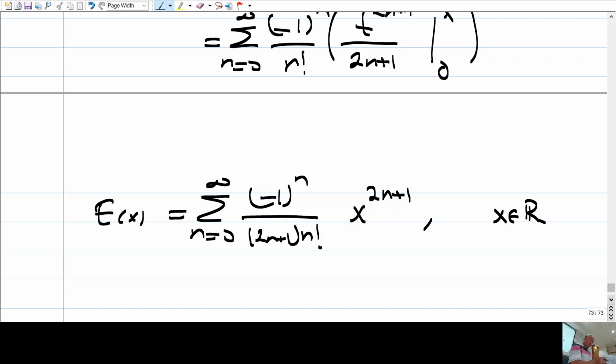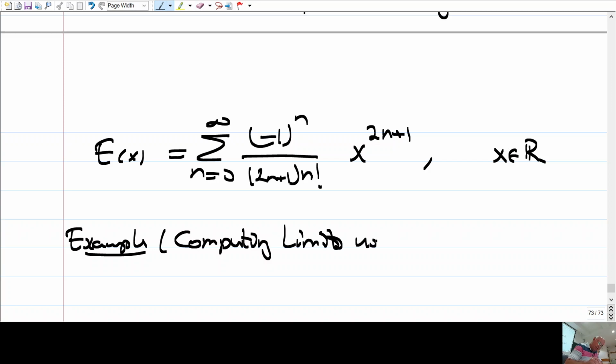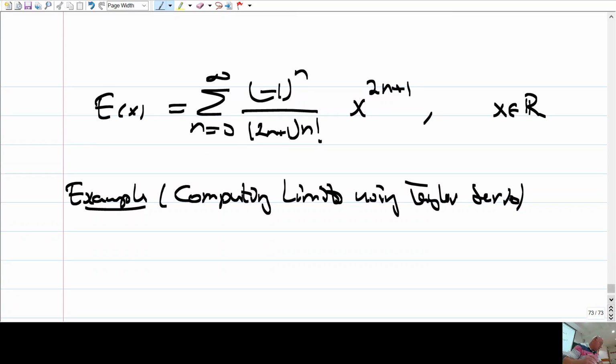Alright. We can also use Taylor series to compute limits. Let me also mention that. Another example: computing limits using Taylor series. How? Let's, for example, compute this limit.